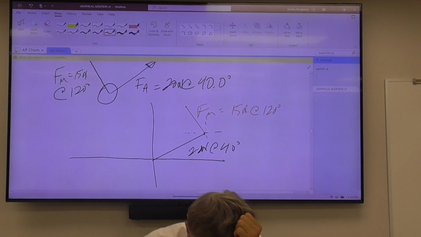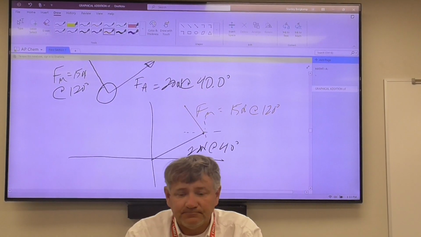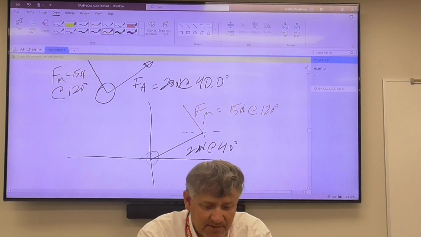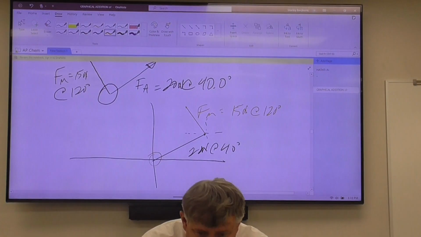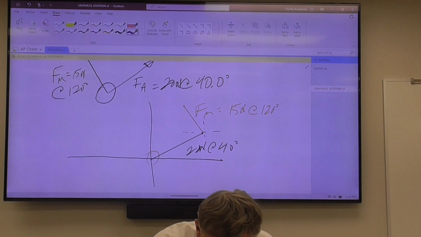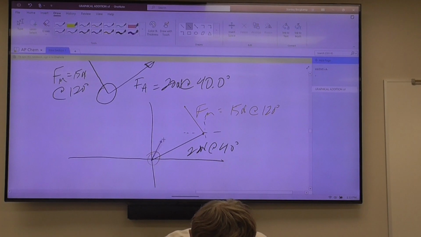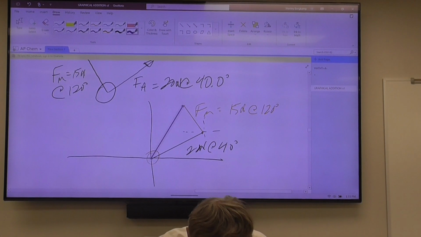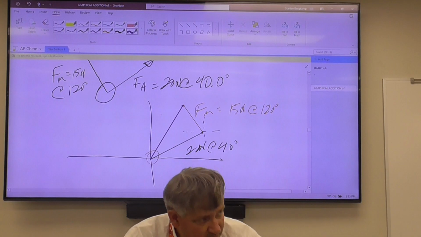120. Now, when I draw the resultant, I'm going to go back to where I started. And then I'm going to draw the line from that point out. So I'm going to come in here and draw this, like so.